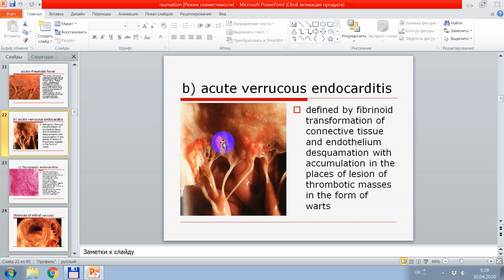In this picture, there are signs of acute varicose endocarditis. It is defined by fibrinoid transformation of connective tissue and endothelium discoloration, with accumulation in the places of lesion of thrombotic masses in the form of warts.